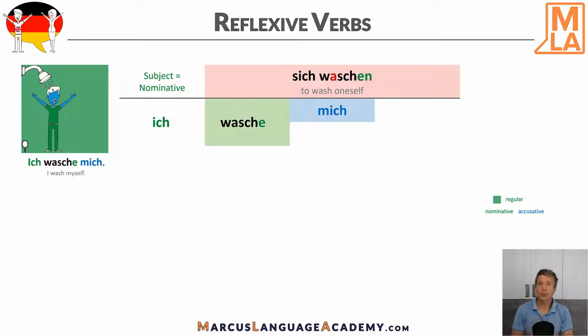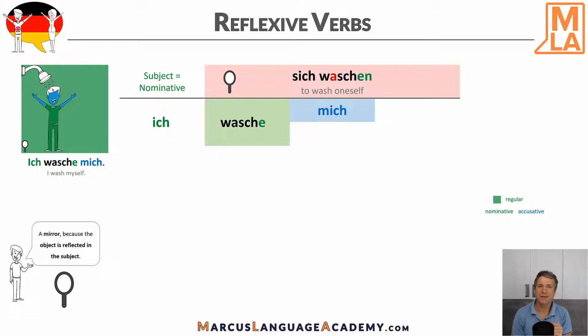The green background shows us that the verb here is regular. And the subject is also green because it is in the nominative case. And our reflexive pronoun is in the accusative case and therefore blue. And as a little reminder that it is a reflexive verb, we have the mirror because the object is reflected in the subject. So it's the same person.